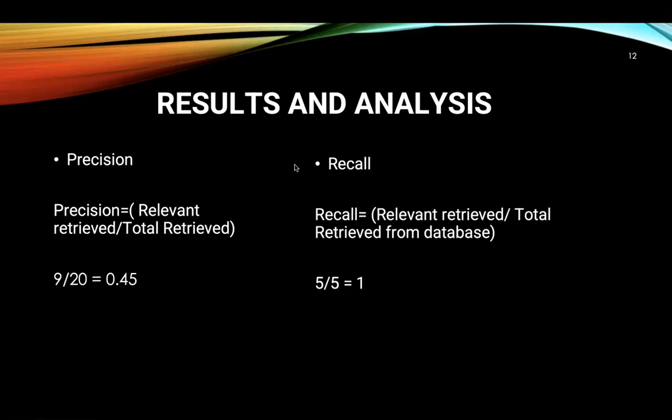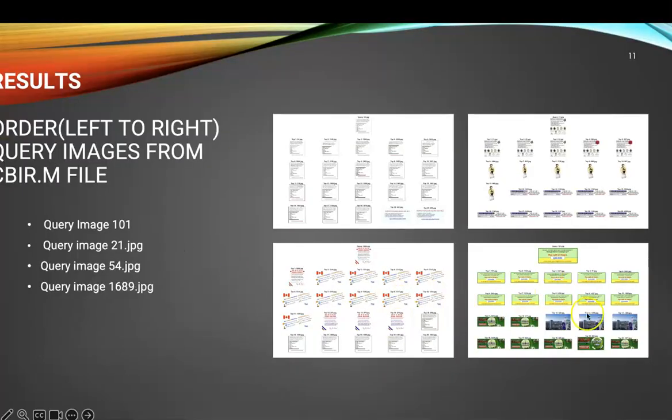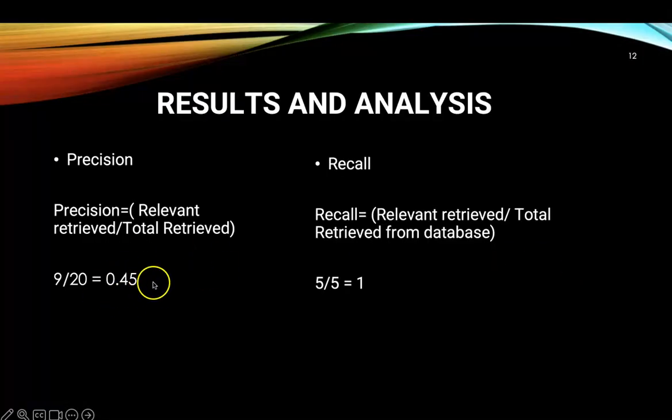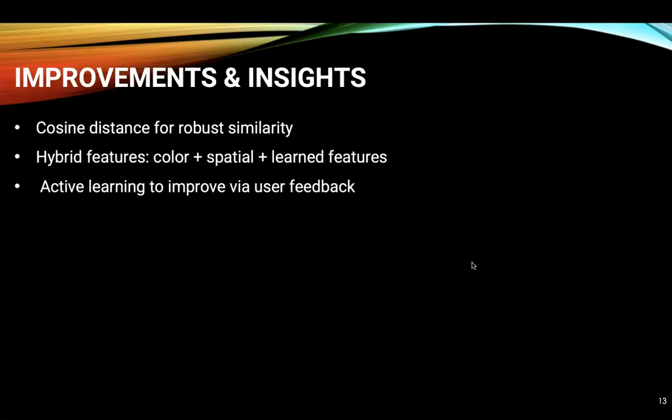The precision is basically the number of relevant retrieved images divided by the total number of images retrieved. As you can see in the image, the total number of images retrieved is 20, and the similar images here are 1, 2, 3, 4, 5, 6, 7, 8, 9. So 9 by 20, which is 0.45. And the recall is relevant images retrieved divided by the total number of relevant images in the database, which is 5 by 5, and that's 1, which we got.